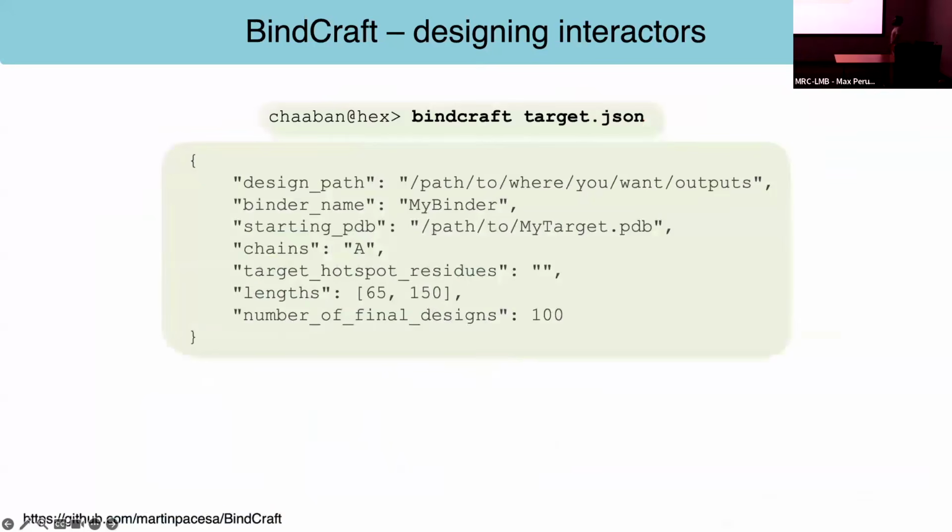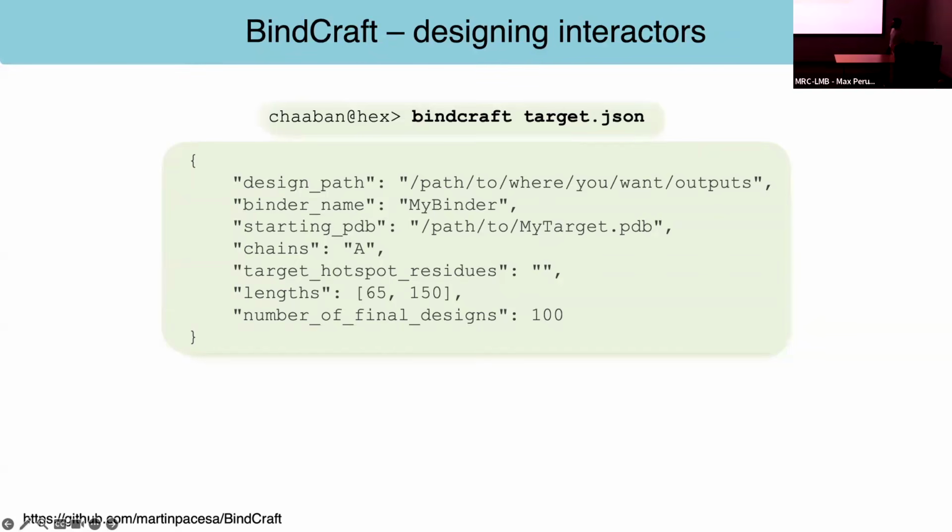And so at the LMB, the way to do this is to just run BindCraft with your target. And this target is a JSON file. And essentially you give it just standard things. Where do you want it? What do you want to call it? What is your target? Which chains in the target do you want to bind against? What residues in that target do you care about binding to? These are the hotspots that you specify. You say, I want to bind on this side of the protein. And what is the range of lengths of your binder that you want? And how many designs do you hope for? And number of final designs, let's say 100, and then it will stop when it hits 100, for example, in this case.